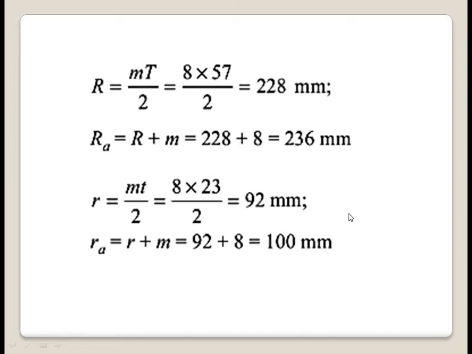Now next is what? The next finding is to find out the small r. The small r is nothing but the radius of the pinion. So what is the value? M into small t divided by 2. The value of m is given, the value of t, that is 23, is given, divided by 2. 8 into 23 divided by 2, if we calculate, we get the value 92 mm. So this is small r.